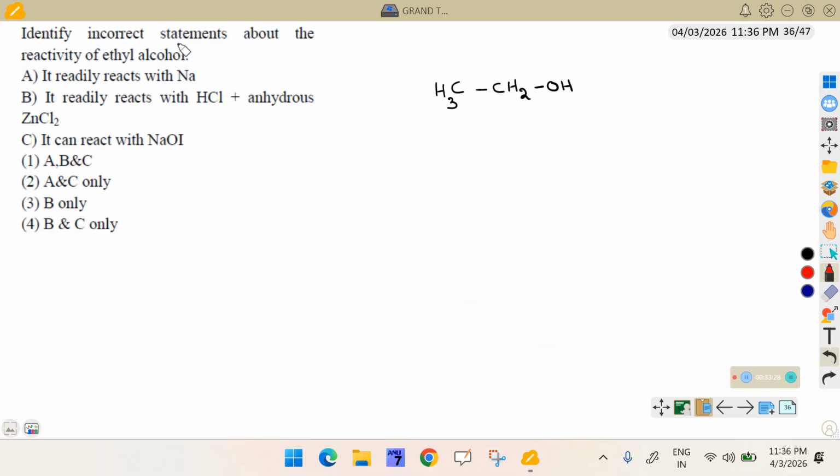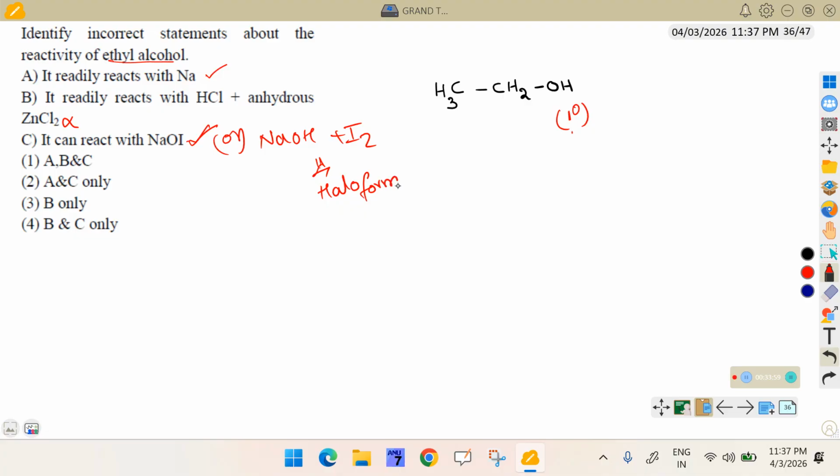Identify the incorrect statement about ethyl alcohol. Alcohols easily react with sodium. This is correct. It readily reacts with HCl plus anhydrous ZnCl2? No, because it is a 1 degree alcohol. This statement is incorrect. It can react with NaOI, correct. Otherwise, it can be written as NaOH plus I2. That means it gives the haloform reaction.